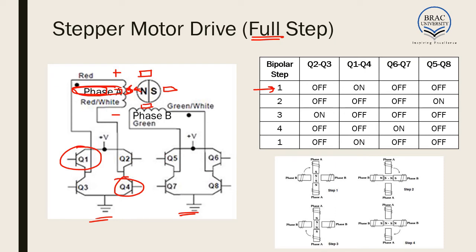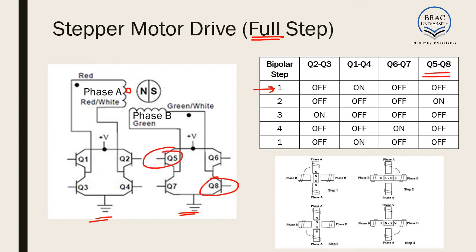In the second step, what do we do? We do quite the opposite. In the second step, we turn off Q1 and Q4 and we turn on Q5 and Q8. If we turn on Q5 and Q8, we have the plus of phase B here and the minus of phase B here. As a result, north gets shifted in the counterclockwise direction.